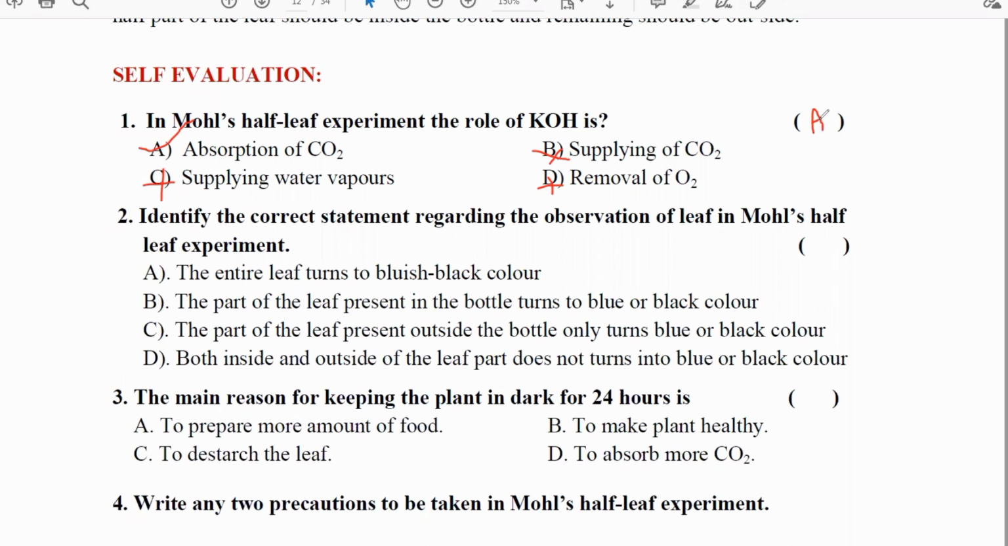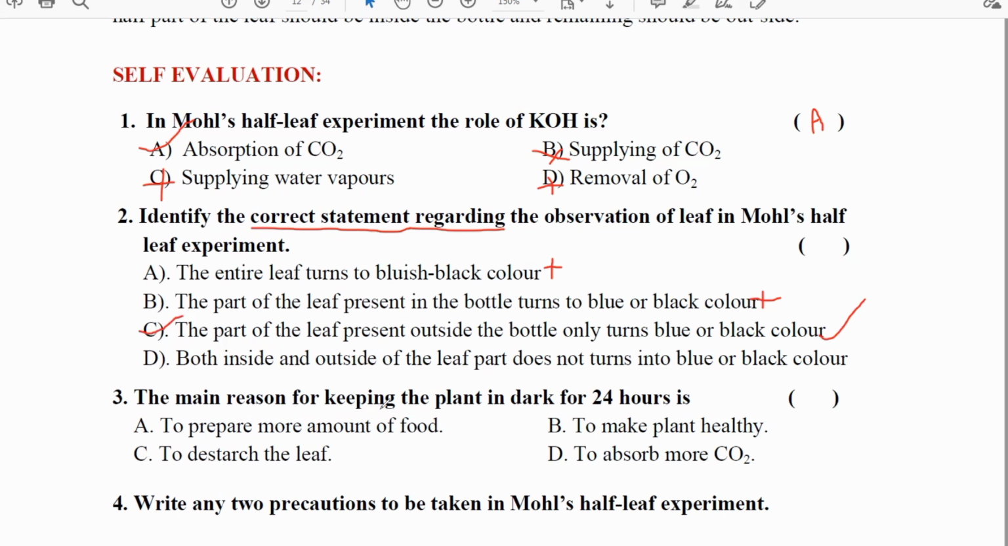Identify the correct statement regarding the observation of leaf in moles of leaf experiment. So we have to identify the correct statement. The entire leaf turns into bluish black color. No, it is wrong. The part of the leaf present in the bottle turns into blue or black color. No, wrong. The part of the leaf present outside the bottle only turns blue black color. Yes, it is the right answer. So C is the right answer.